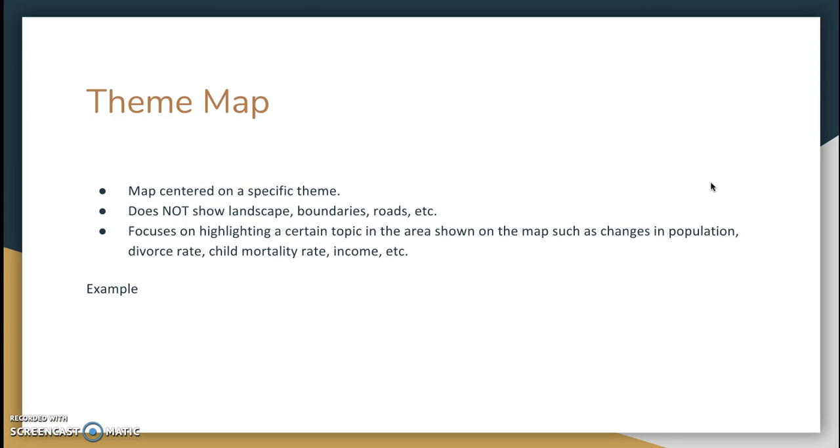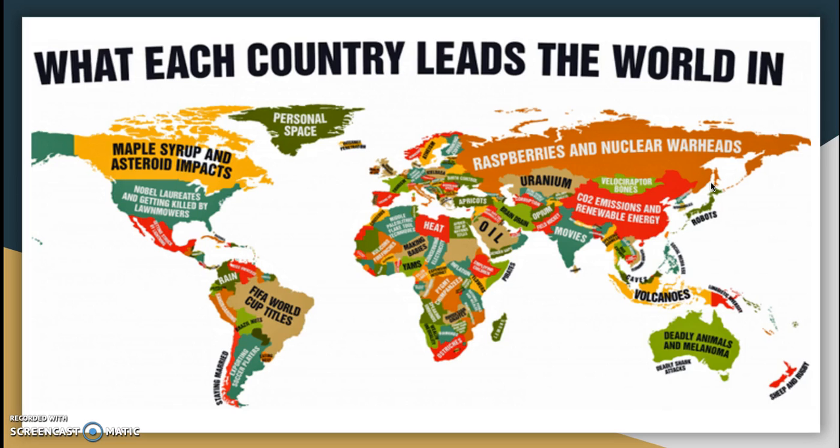Thematic maps, I think, are kind of the more interesting maps out there. It centers around a specific theme, so it could show boundaries, it could show things such as what we've covered so far, but mainly the goal is to show a specific piece of information, some sort of a theme. Okay, so the best way is to give you some examples.